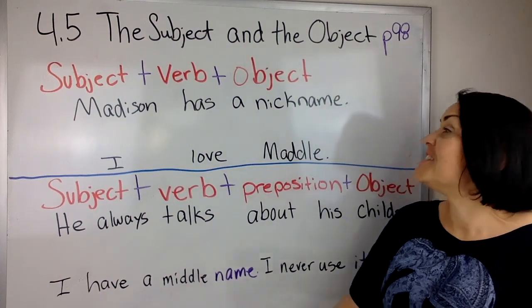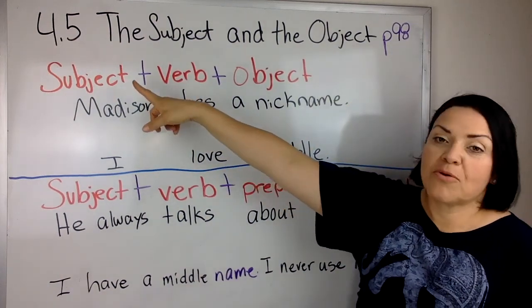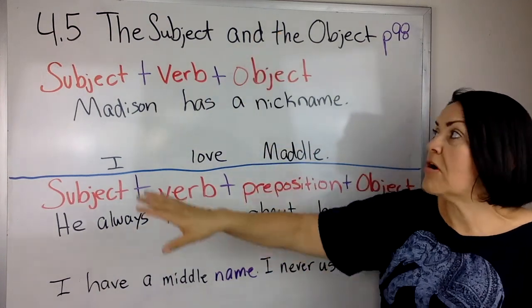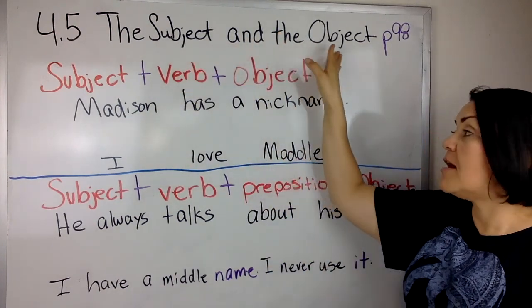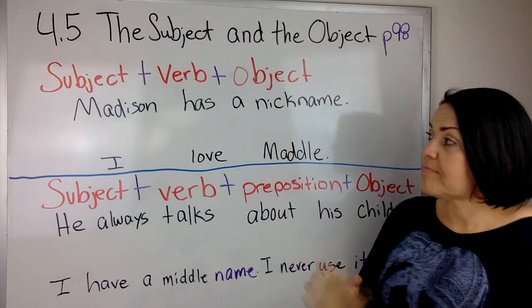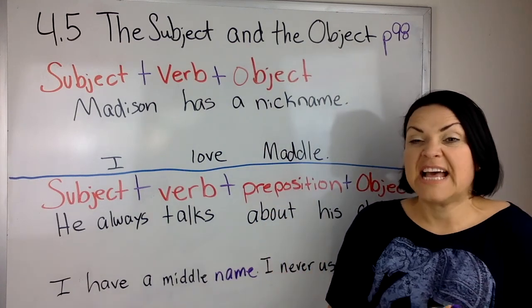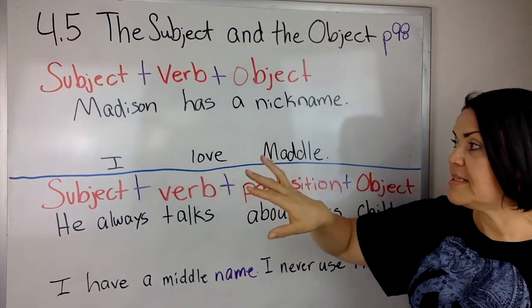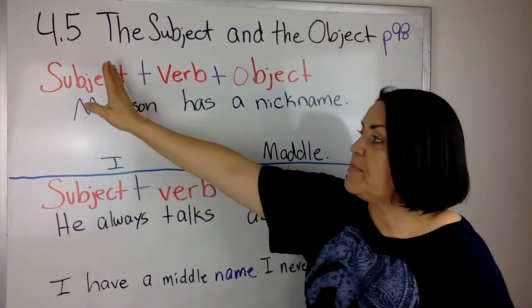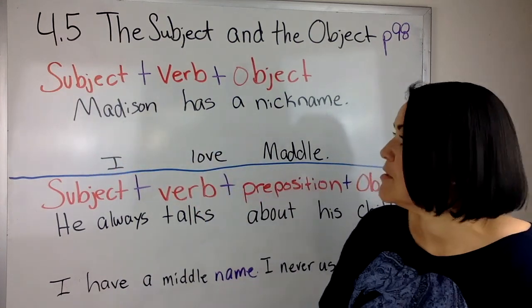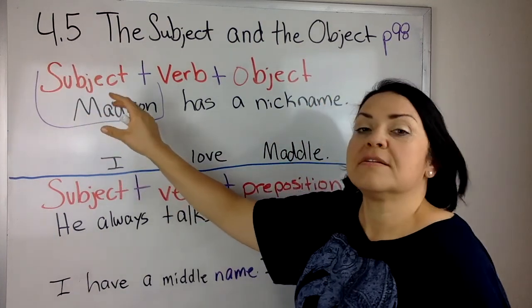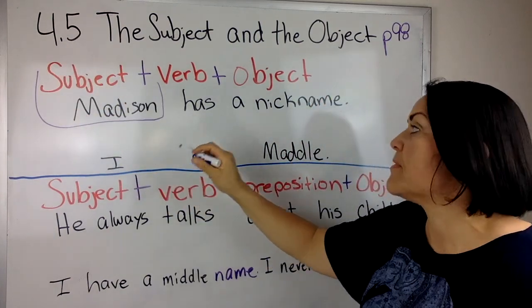We're on page 98 and it's 4.5. We're going to focus a little bit more on the subject and the object. Each part of this sentence has a puzzle piece. So this simple sentence, this would be the subject. So this whole part of the sentence is the subject.